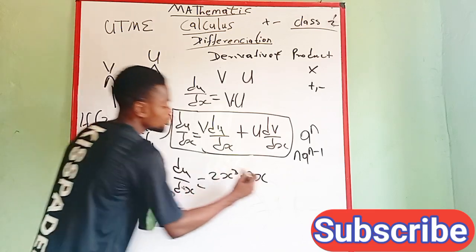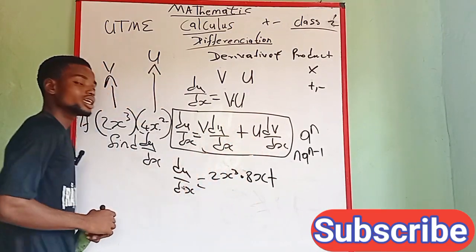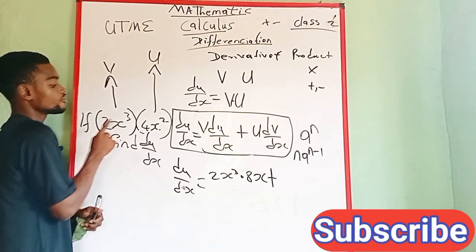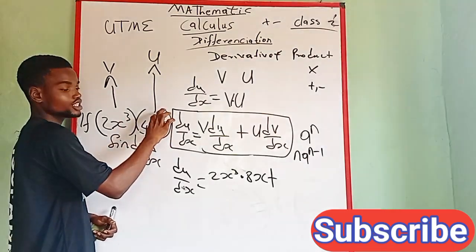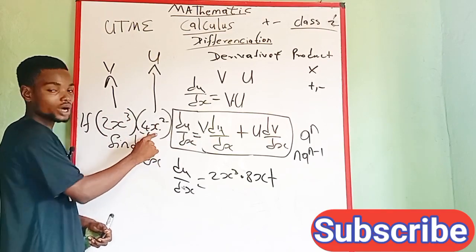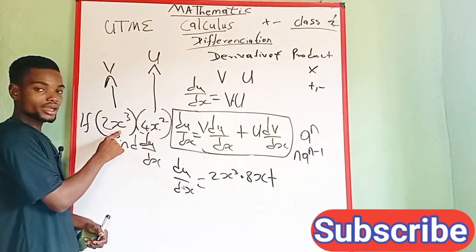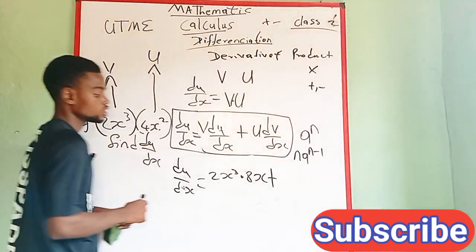Now we are going to add it with virgin u this time around. So the first one we did was to use this one untouched to multiply by this one differentiated. Now the second one we are going to add is this one untouched multiplied by this one differentiated. So we are going to bring this one now untouched, which is what?